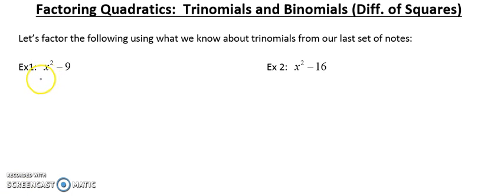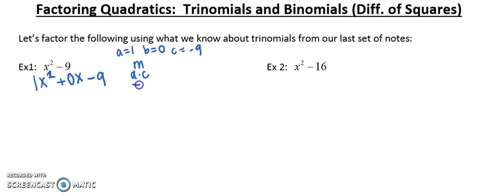So if we look at this first problem here, we have x squared, and it's missing its term with just the x. So we can say plus 0x minus 9. Now if we do this the way that we've been doing this in class, looking at this, a is 1 because there's a 1 in front of your x squared, b is 0, and c is negative 9. If we set up our chart, what multiplies to give you a times c, which in our case is negative 9, and adds to give you b, which in our case is 0, we can start to figure this out.